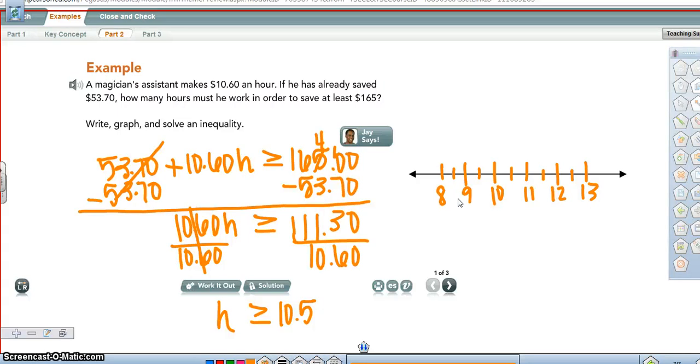So I'm going to mark at 10.5, open circle or closed circle? Well, my value is greater than or equal to 10.5, so I can have exactly 10.5 hours. So I would use a closed circle. And then the number of hours needs to be greater than or equal to 10.5. So anything greater than 10.5 would also give us enough money. So we're done.